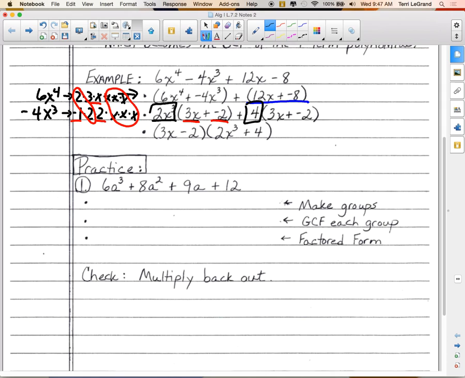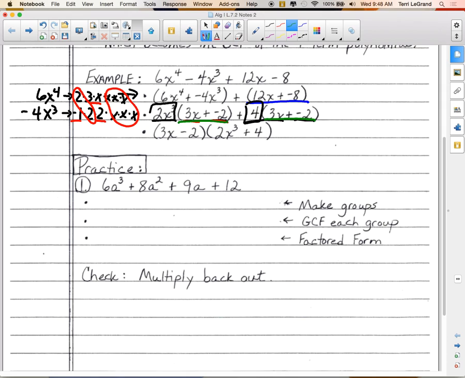And then, after I divide 12x by 4, I should get 3x. After I divide negative 8 by 4, I should get negative 2. So this is the second binomial now factored. It's its factored name. They each have their own factored name. And then notice what's true. They both have this common factor, 3x minus 2. 3x plus a negative 2, which is 3x minus 2. They have that factor in common.